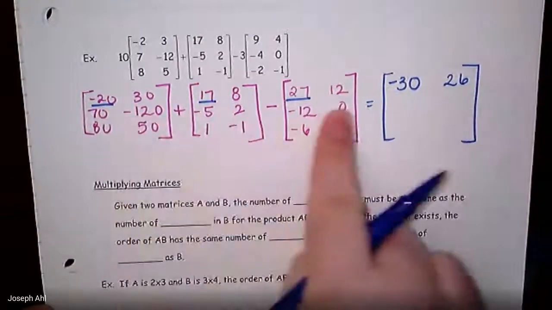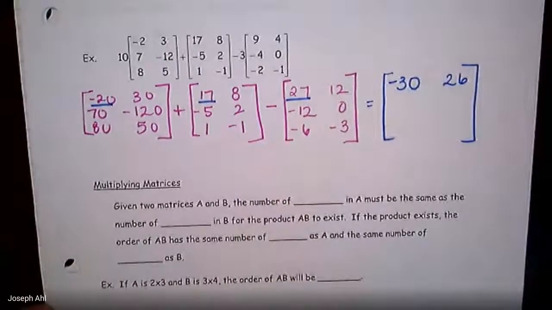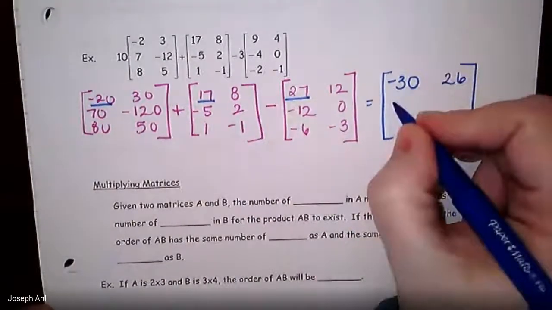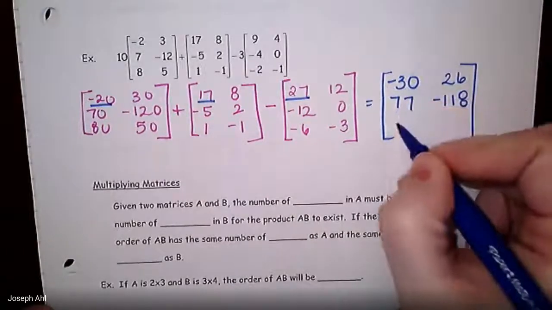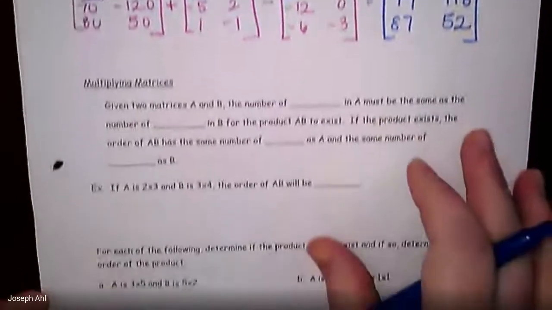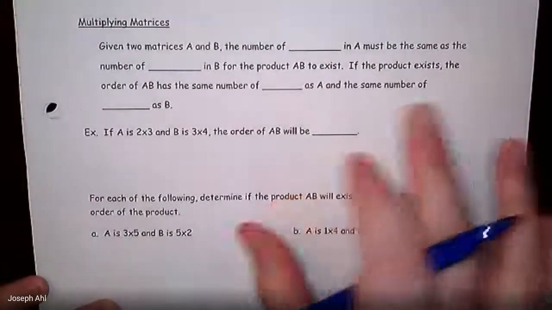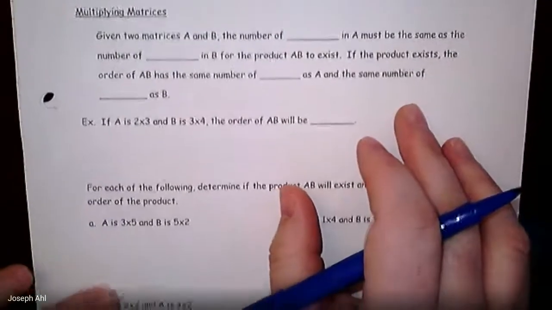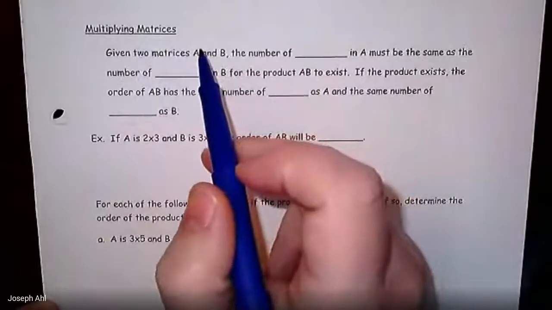And you can follow that same exact pattern going across the middle row, and then finally at the bottom for the last row there. So the other elements, if you do that, should be 77, negative 118, 87, and then finally 52. Okay. Moving on to multiplying matrices. So those first couple operations, addition, subtraction, scalar multiplication, are, I think, pretty straightforward in terms of how we complete those operations. Multiplying matrices is going to look a little bit different.